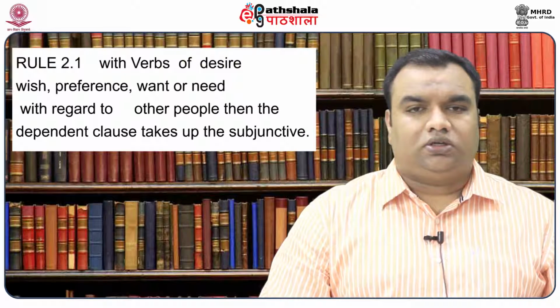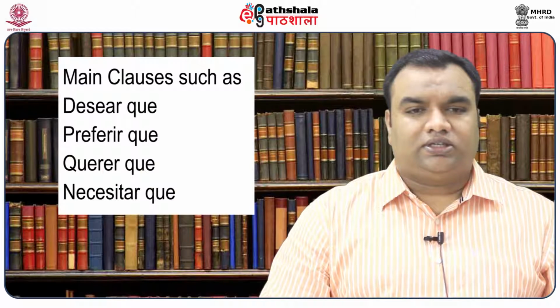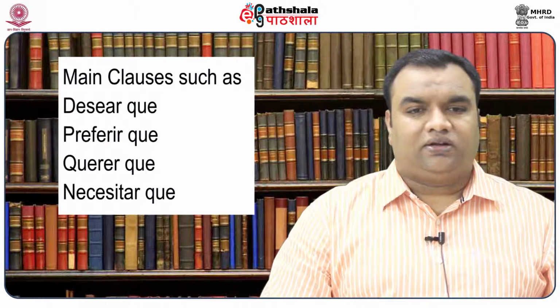Rule 2.1. With verbs of desire. When the verb in the main clause expresses a wish, preference, want, or need with regard to other people, then the dependent clause takes up the subjunctive. Main clauses such as desear que, preferir que, querer que, necesitar que. These clauses will require subjunctive in the dependent clause. Let's take up some examples with these main clauses.